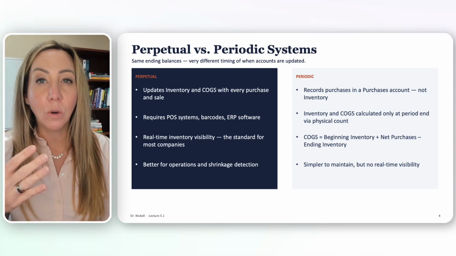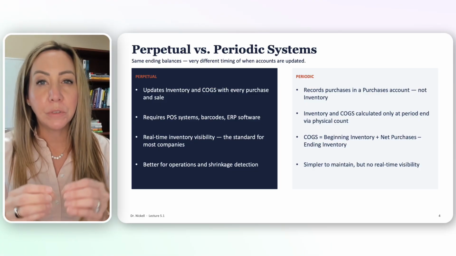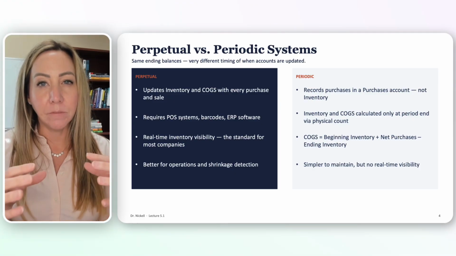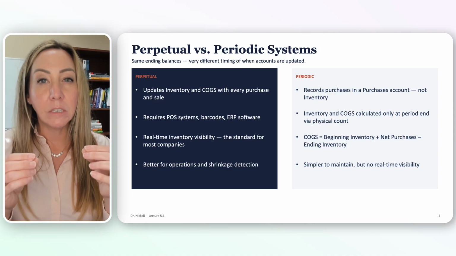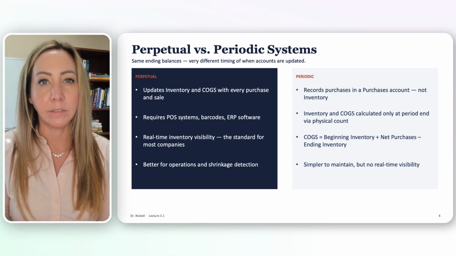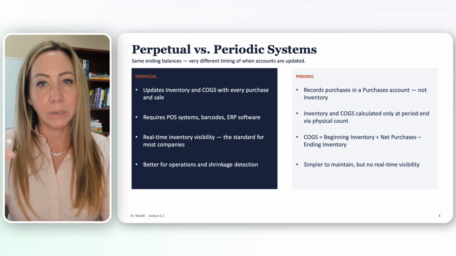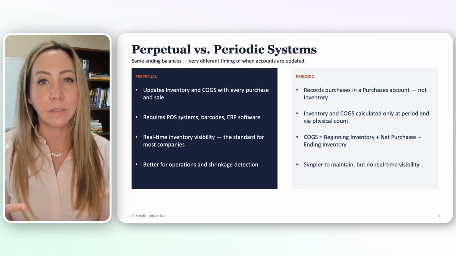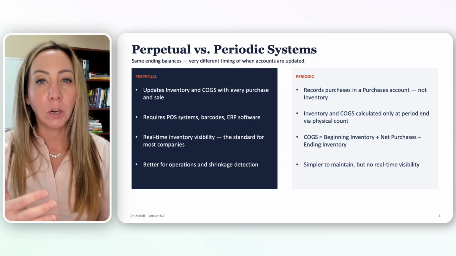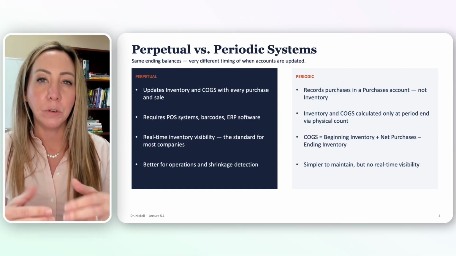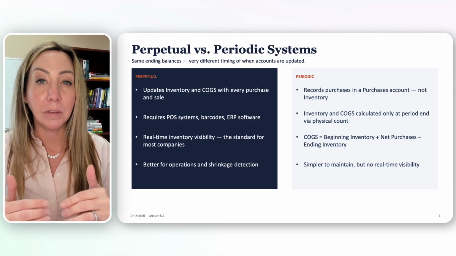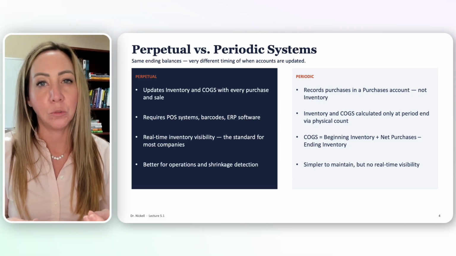Now, let's talk about how companies record inventory transactions. Two systems exist, and every company uses one of them. The perpetual inventory system updates the inventory account and the cost of goods sold account continuously with every purchase and every sale. When you buy 100 units, inventory increases immediately. When you sell 30, inventory decreases and cost of goods sold increases in real time. This requires technology: point of sale systems, barcode scanners, ERP software. The benefit is that you always know your inventory balance, which is valuable for operations, for detecting theft or shrinkage, and for timely financial reporting. Most large companies use perpetual systems today.